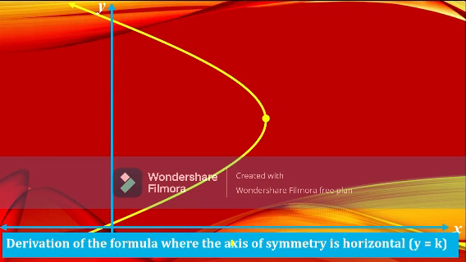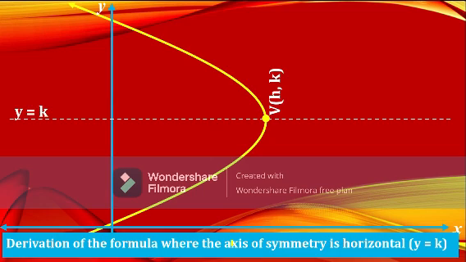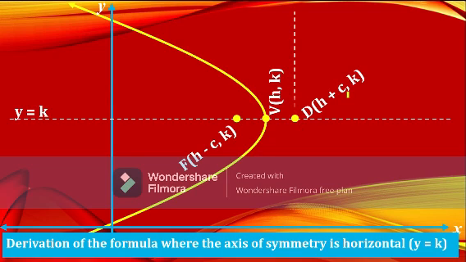Now this time, let's derive the standard formula of a parabola when the graph opens to the left and the axis of symmetry is horizontal. So again, this is our vertex (h, k). This is our focus (h minus c, k). This is our directrix, (h plus c, k). That is our directrix. The equation of the directrix is x is equal to h plus c.